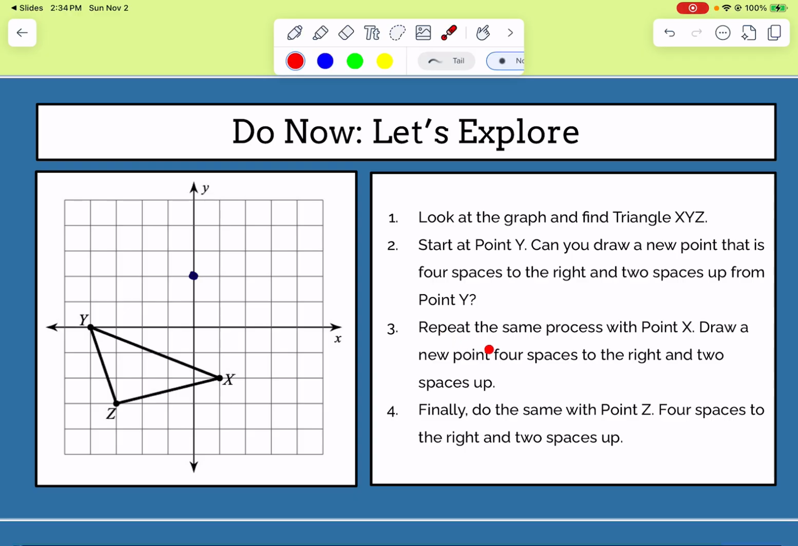Next, it tells us repeat the same process with point X. So again, I'm going to find point X. I'm going to go 4 spaces to the right and 2 spaces up, put a point there. And lastly, I'll repeat the same thing with point Z. 4 spaces to the right, 2 spaces up. I'm going to use my nice Notability straight line tool to make this into a really nice triangle.